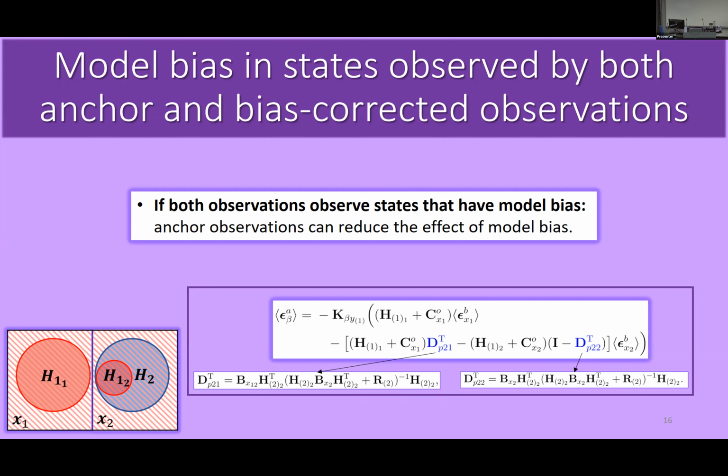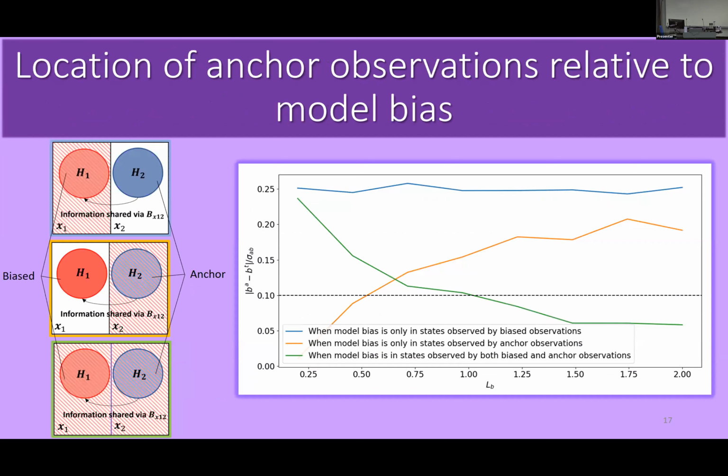To explore this a bit further, so far we've just looked at it theoretically. We've put this into a simple numerical experiment so that we can look at what's going on a bit clearer. In this case, we've used the Lorenz 96 model. We've got 40 variables, and on every other variable, we have an observation from either a biased or an anchor observation. The biased observations observe X0, X2, X4, etc. to X38, and the anchor observations observe all the odd integers, so X1, X3, etc.